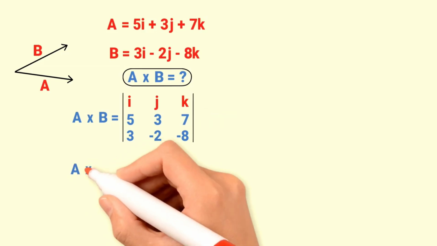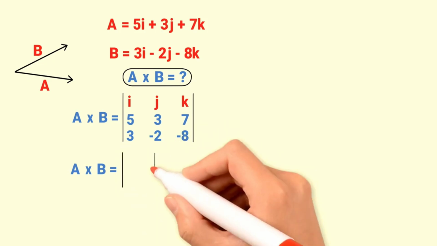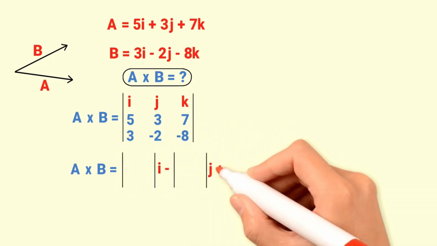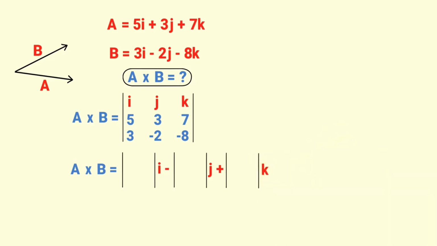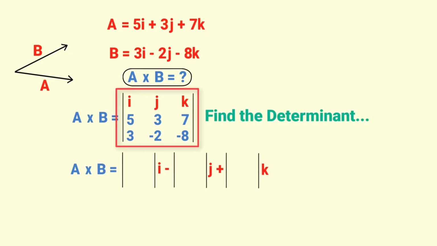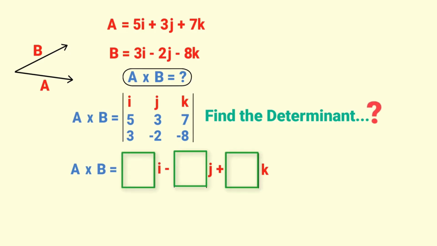Now the next step is A cross B is equal to component of i minus component of j plus component of k. I write down an empty matrix for i, j and k components. Well, we need to find the determinant of this 2 by 3 matrix. If you ask why we are finding the determinant, well, finding the determinant will fill these empty matrices and provide us the components of i, j and k unit vectors. So we therefore find the determinant.